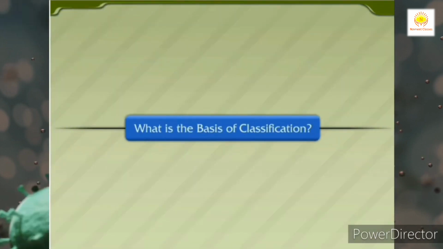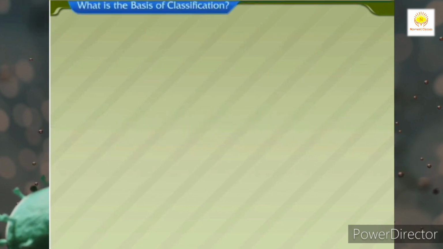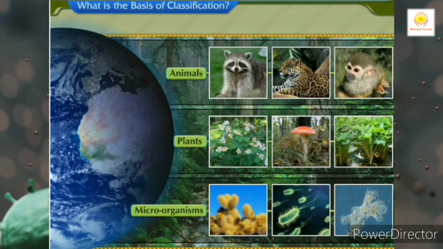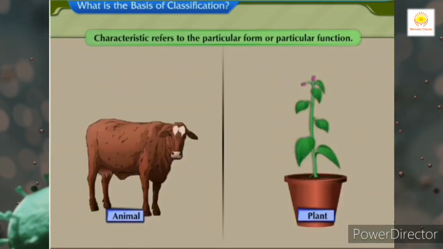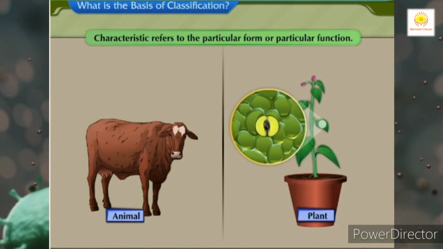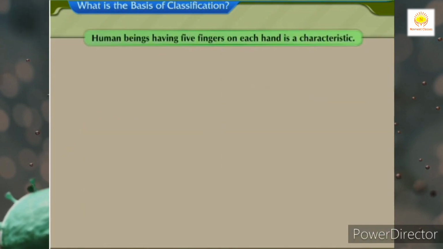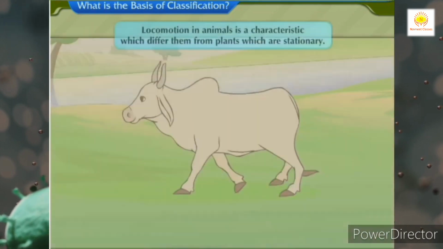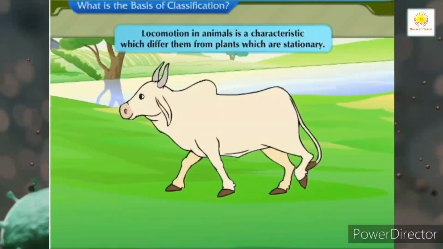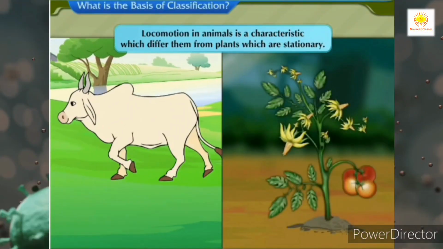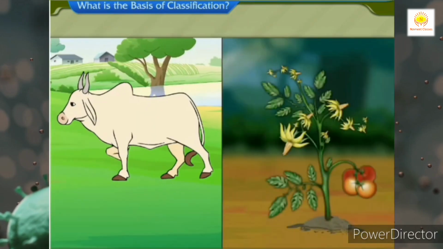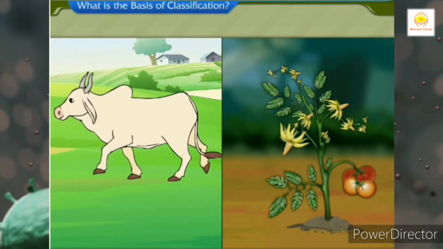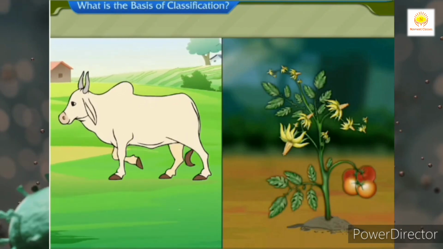What is the basis of classification? Organisms are classified on the basis of certain characteristics. Characteristic refers to the particular form or particular function. Human beings having 5 fingers on each hand is a characteristic. Similarly, locomotion in animals is a characteristic which differs them from plants which are stationary. Let us understand how certain characteristics are chosen as more fundamental than others while classifying organisms.